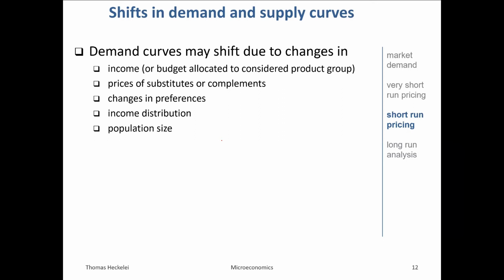In income distribution, we talked about that earlier already. If the income of certain groups is affected, it will have a larger impact on demand than on other groups. And population size is also intuitive. Countries with rapid growth in population will certainly have an upward shift in demand for certain goods like healthcare, education, and even food.